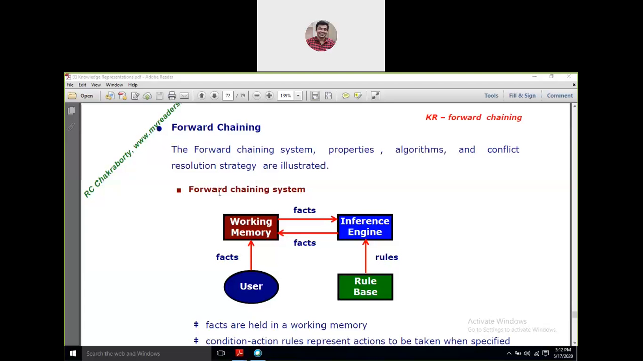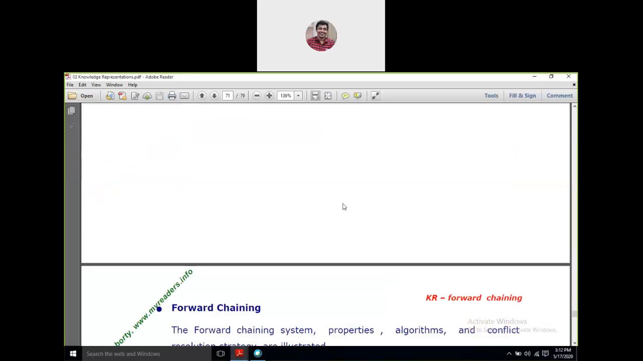Now we do have a rule base. What are these rules? These rules are precisely as I have shown you here. These are rule 1, 2 and 3, and also in the previous problems, right? These are the rule base.